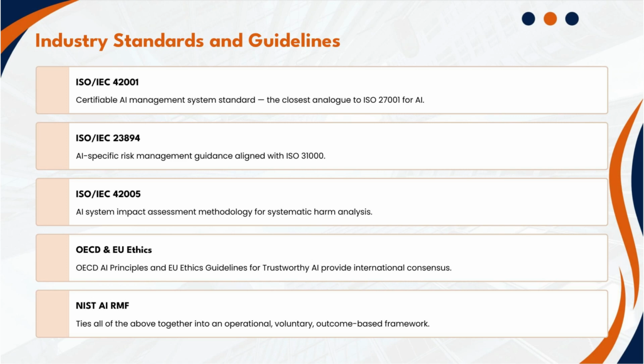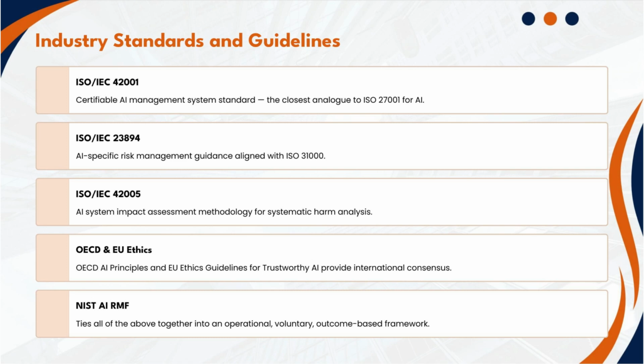Around them sit others. ISO 23894 for AI risk guidance. ISO 31000 for enterprise risk generally. The OECD AI principles, which quietly shaped much of the vocabulary everyone now uses. IEEE work on ethically aligned design.